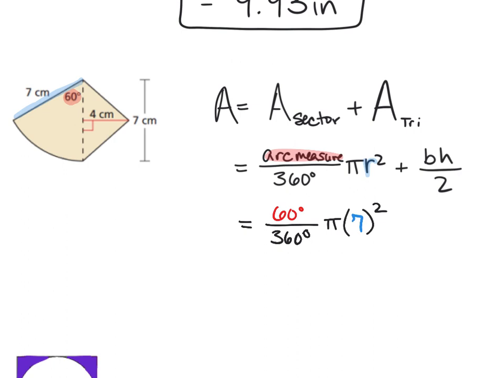Then when we get to the other part, we need a base and a height, and we're going to divide it by 2. But for that triangle, what is the base? Ooh, the base? 7. Very good. So that's 7. And then what is the height? 4.